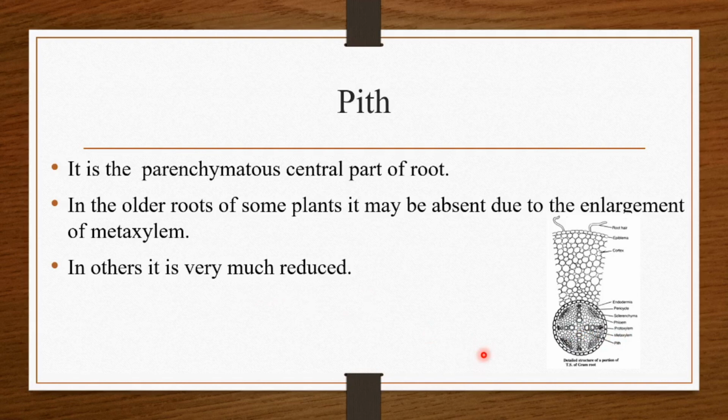So in this video you have learned that the cross section of a dicot root contains different parts like epidermis, cortex, endodermis, pericycle, phloem, xylem, conjunctive tissue, pith. Okay, these are all the terms you studied in this session.